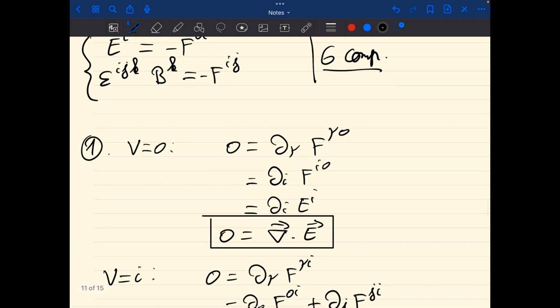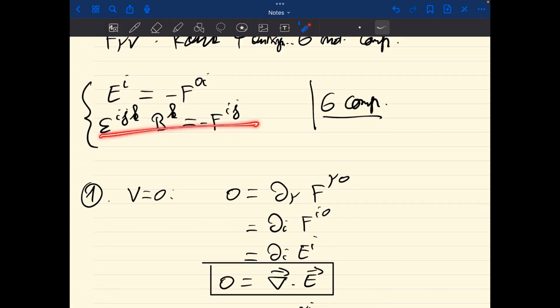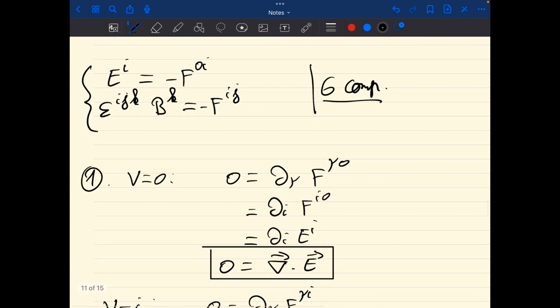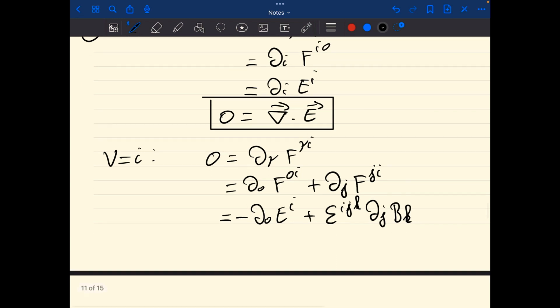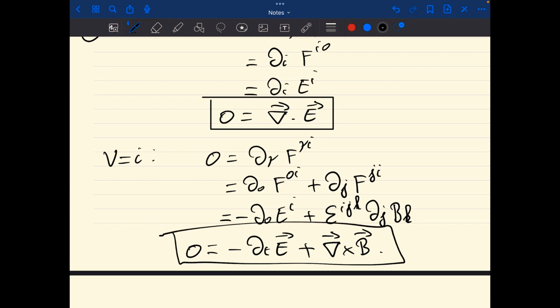and this term here, F^{ji}, if we look here, is actually exactly epsilon_{ijk} B_k. Plus epsilon_{ijk} B_k is exactly the component version of the following equation: minus ∂_t of the electric field, and that you can recognize as the cross product of the Nabla operator with the magnetic field, which is the second Maxwell equation.